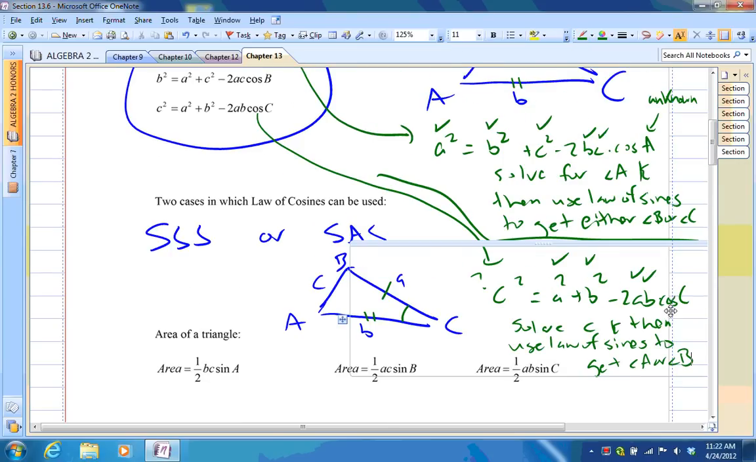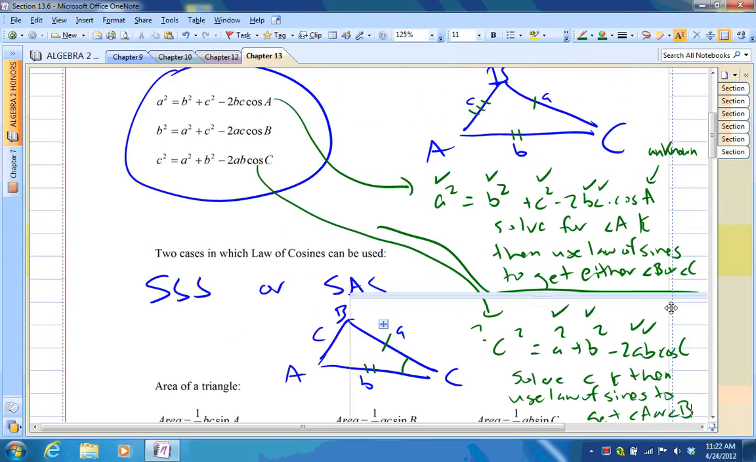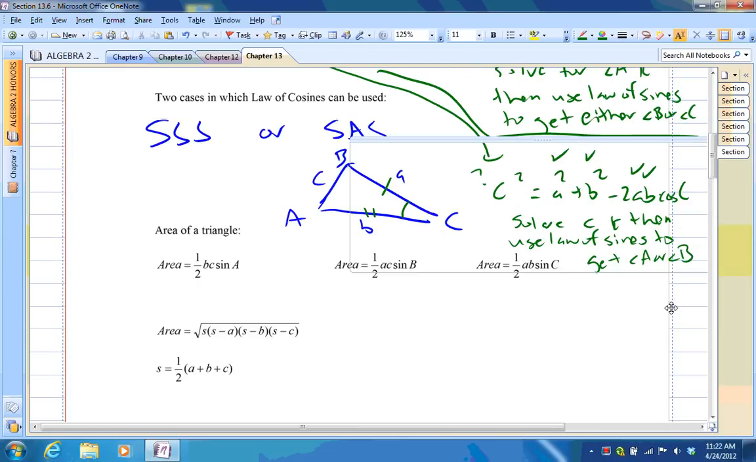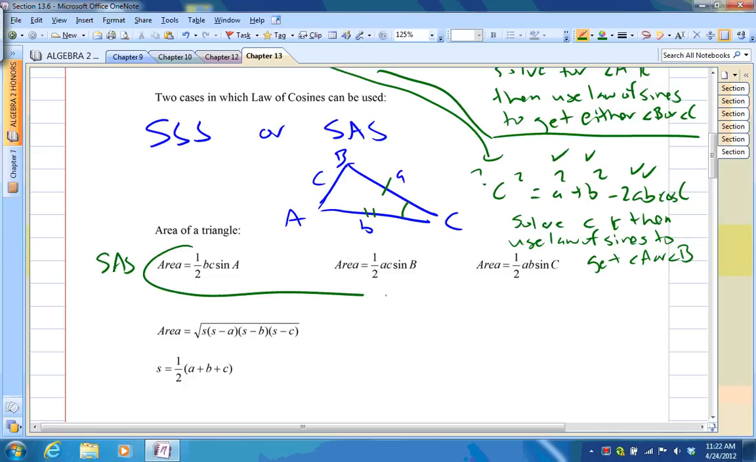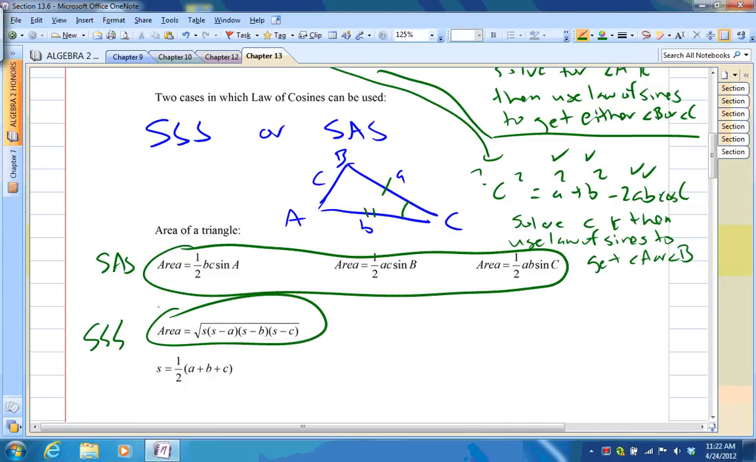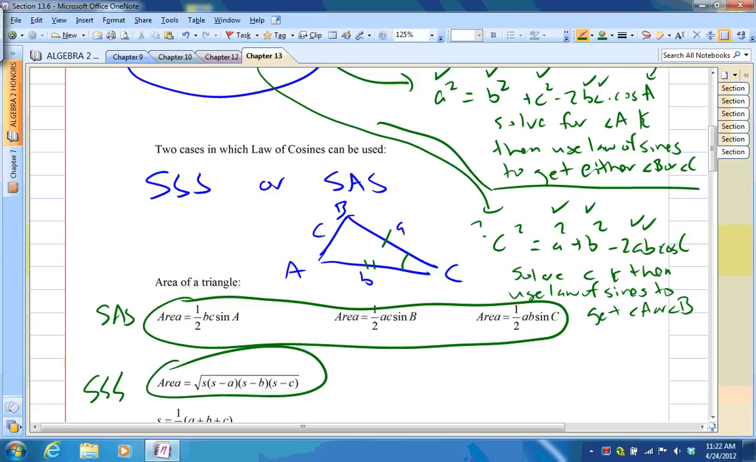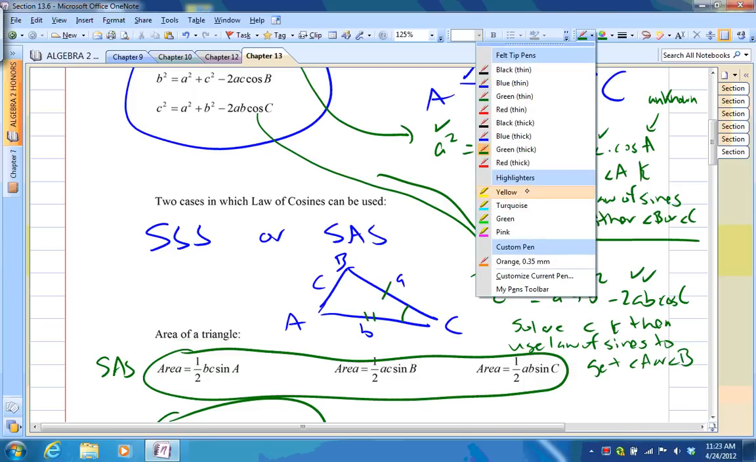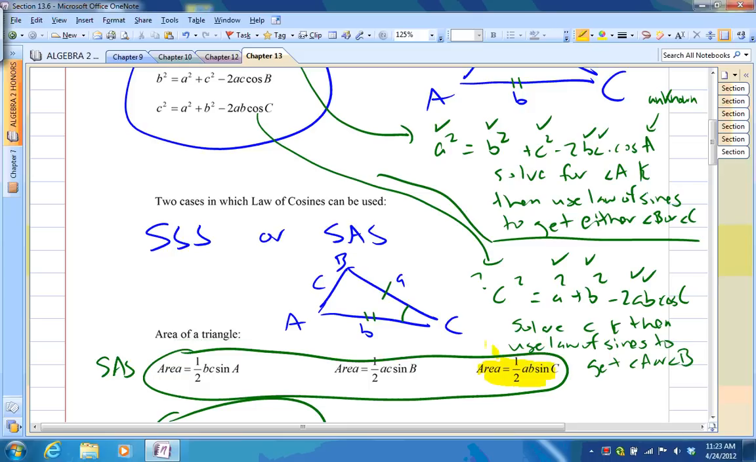So these are the ways law of cosines can be used, and we'll do that in the two examples that follow. Another thing I want to mention before we start the examples is how to find the area of a triangle. So you can use these formulas for the SAS situation. You can use this formula for the SSS situation. So if you're given side angle side, you know two sides and the angle in between them. Notice how this one right here could be used for that triangle.